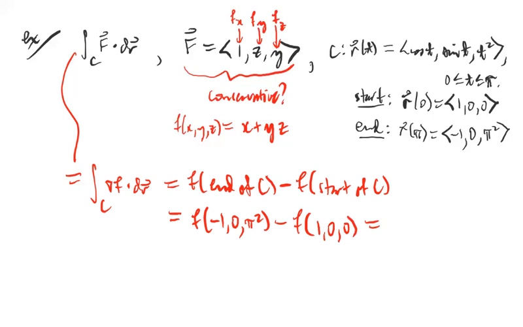Okay, let's think about this. X equal to -1. Look, the YZ part is going to be 0 every time for this starting and ending point, yes? So it's going to be -1 minus, minus what? Minus f evaluated at 1, 0, 0, which is just 1. So we get -2. Now, what does that mean?